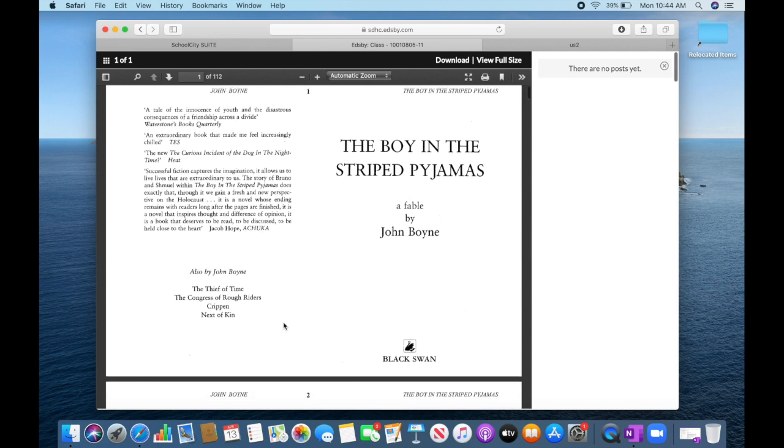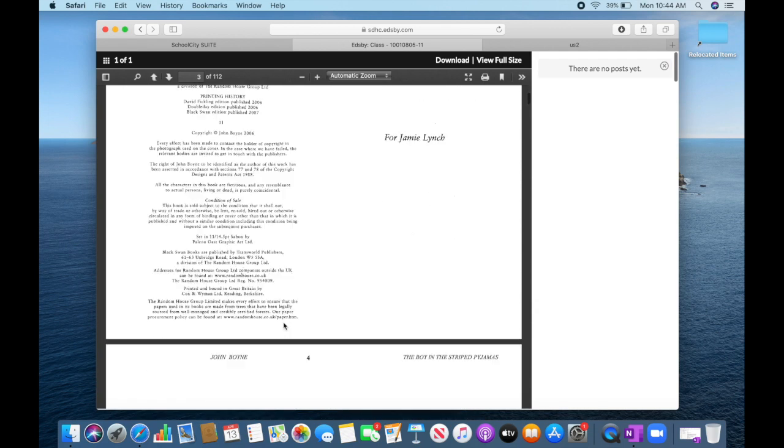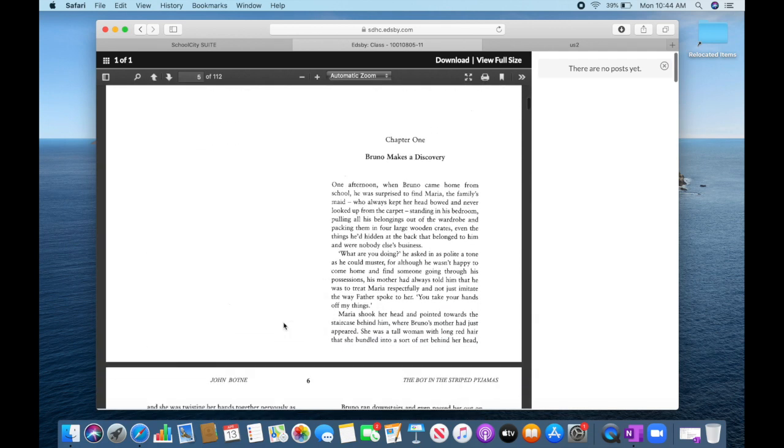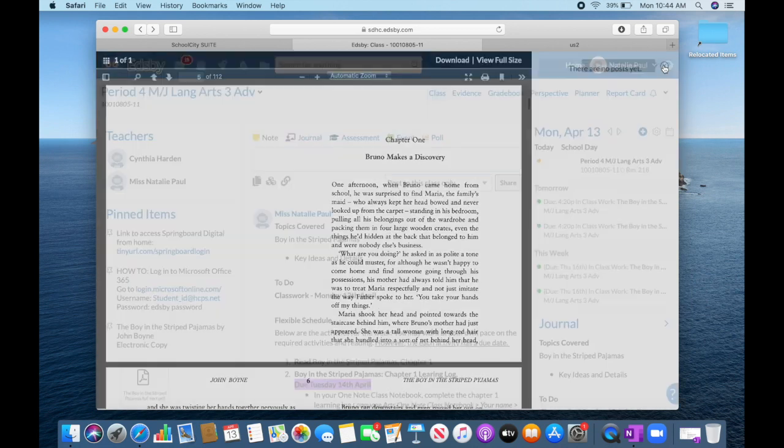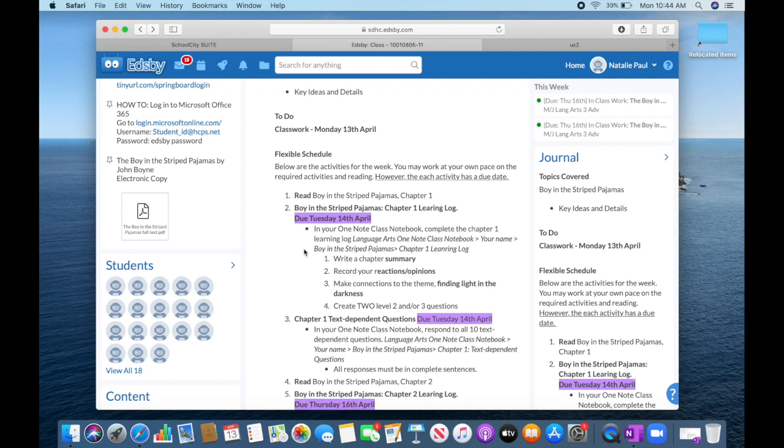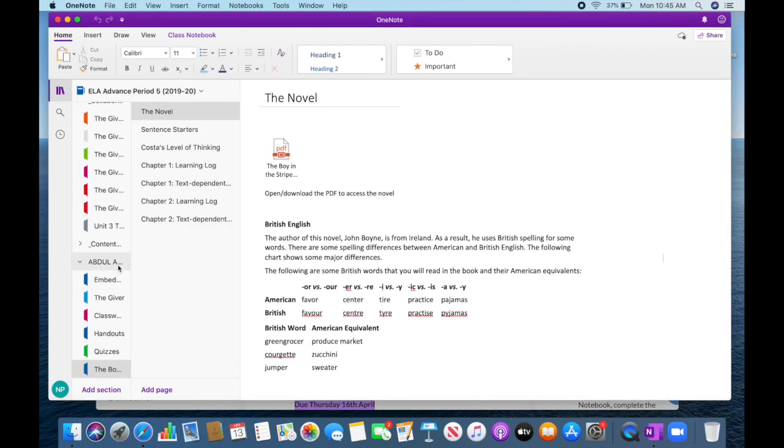So here's the text. And if you keep scrolling through, you get to chapter 1. If you notice, your work is due in your OneNote class notebook. So let's go ahead and open OneNote. You're going to click under your name. You're going to look for a brand new tab, Boy in the Striped Pajamas. And here are the following pages.